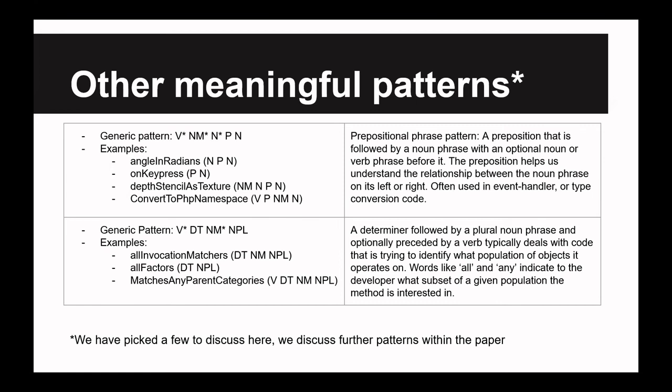All is not the only determiner that we found. The word any is also used, where any helps us understand that there is at least one parent category, in this case, in a list of some kind. Another common determiner is the word no, where we specify that we want none or not any of an object in some population. Again, more of these can be found in the manuscript.